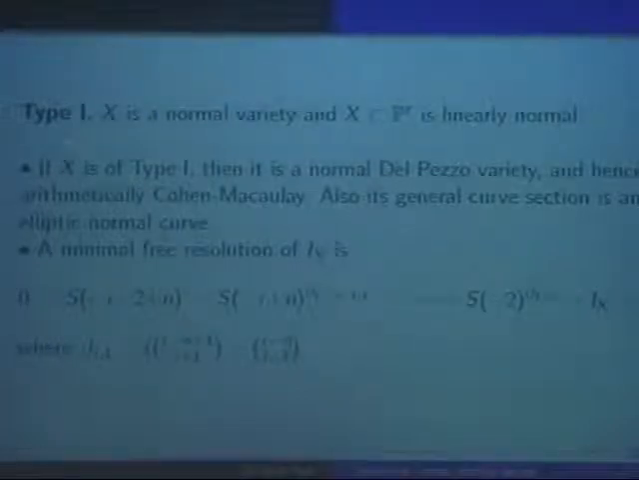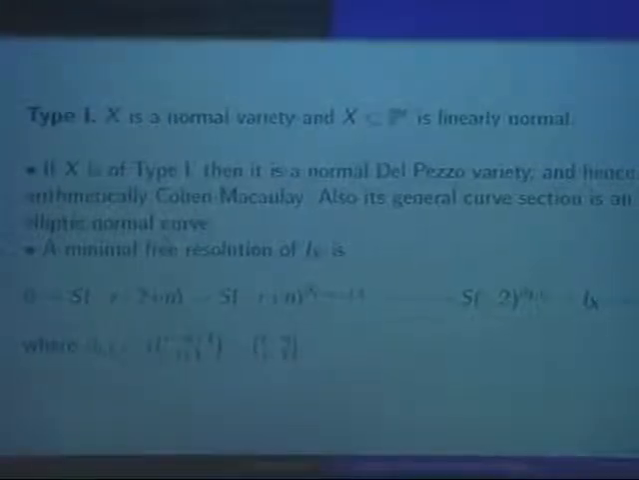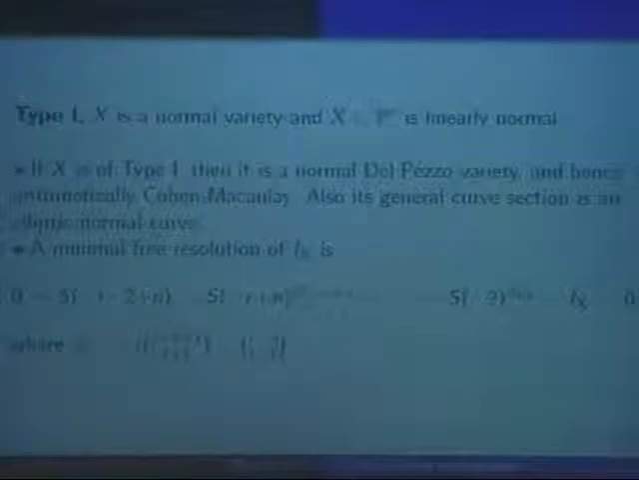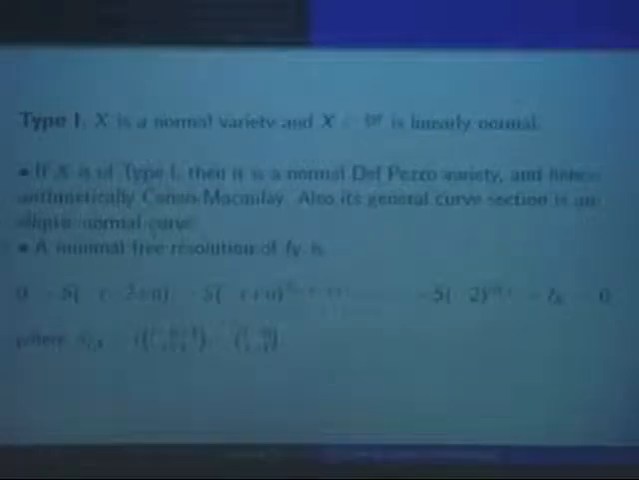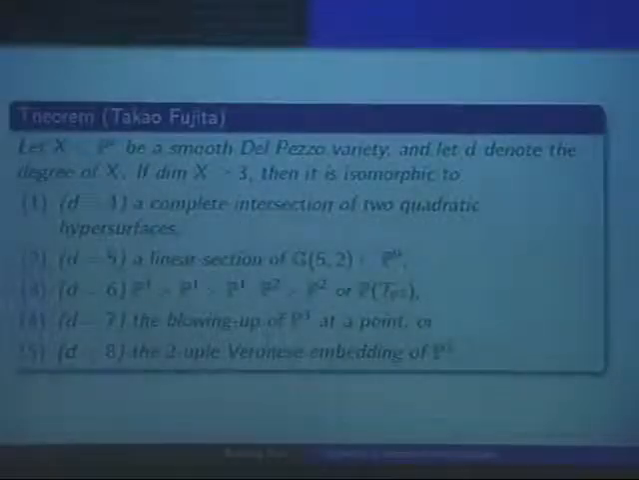First, when X is a variety of almost minimal degree and of type 1, then it is indeed a normal Del Pezzo variety, and hence its linear curve section should be a smooth elliptic normal curve. And in this case, because X is arithmetically Cohen-Macaulay, by using the hyperplane section method, we can describe the minimal free resolution of X very precisely.